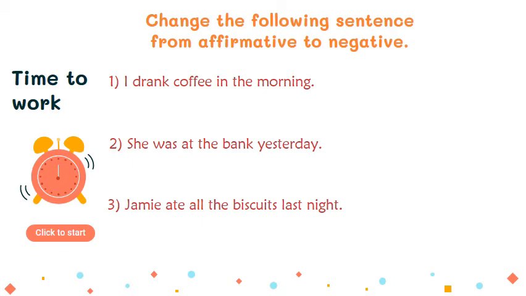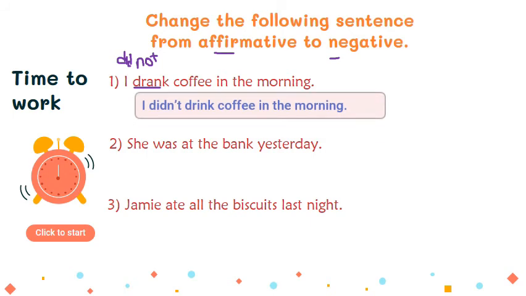Let's change the following sentences from affirmative to negative. I drank coffee in the morning. How can I make it negative? I should add did. Remember? So I say I did, and then what is the negative? I did not. And then I bring drank to its base form, so it becomes I didn't or did not drink. Not drank anymore, drink.